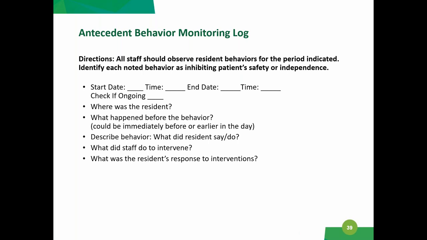So here's an example of a behavior monitoring log. All staff should observe the resident behaviors for the period indicated. Identify each noted behavior as inhibiting patient safety or independence. So the start date, the time, and the end, and check it if it's something that's just continually happening. The patient's always doing this. Where was the patient, either in the facility, or if this is in the patient's home, where were they?